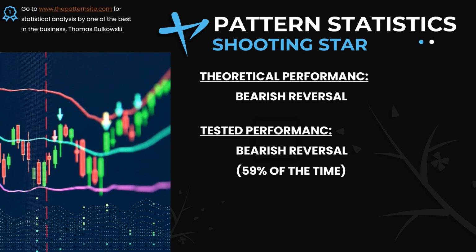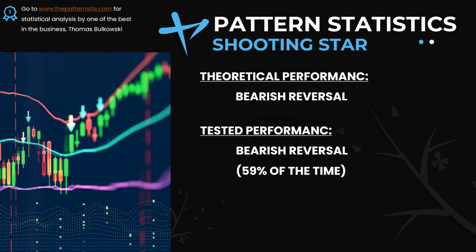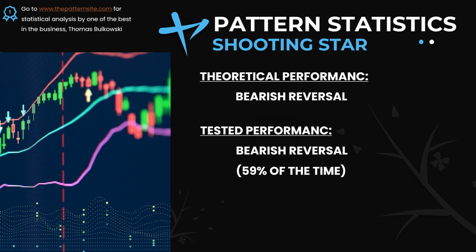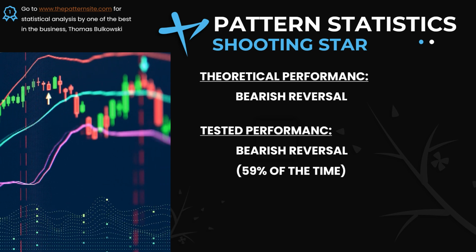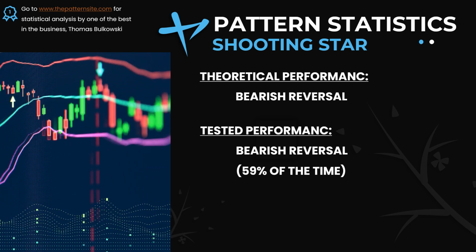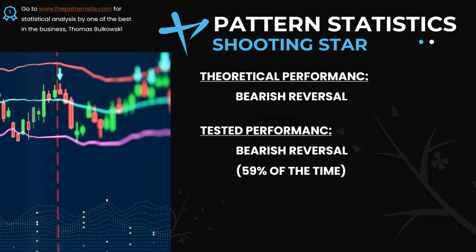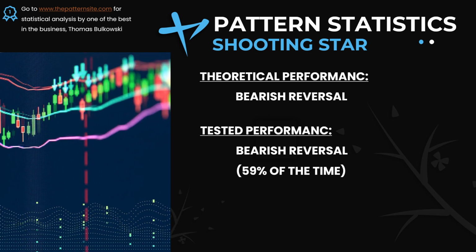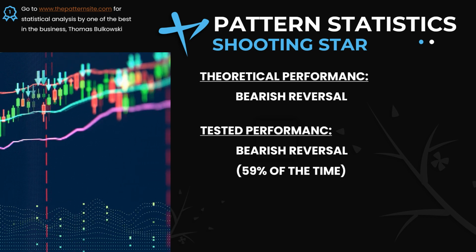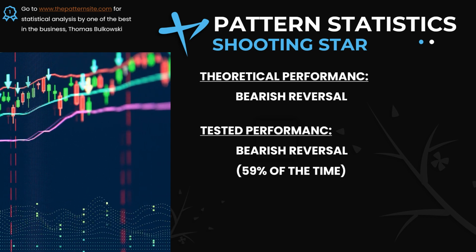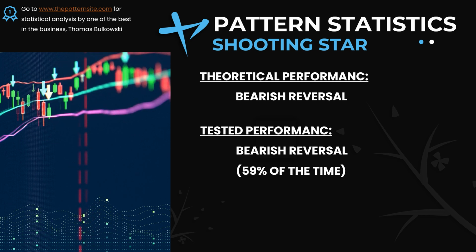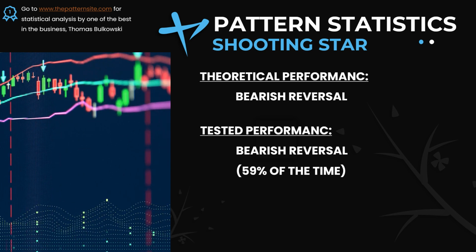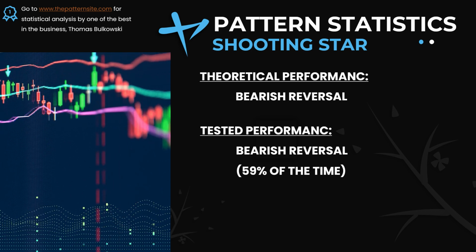Tested performance over those 100 trades is bearish reversal 59% of the time. This did change the direction of the stock, at least to the downside. Now, it's not every time, but 59% is better than average. It's something you don't want to put all your money in, but it's better than what we saw with the doji pattern, which is about 50-50. 51% of the time, the doji would reverse. The other 49% it would continue. So this is showing a little bit more consistency when we see the bearish reversal.